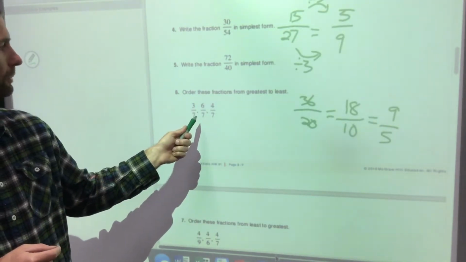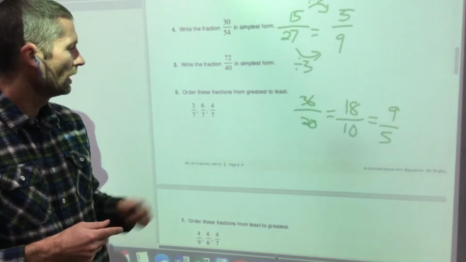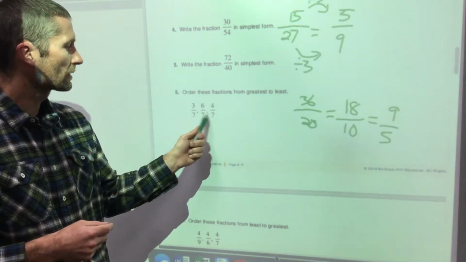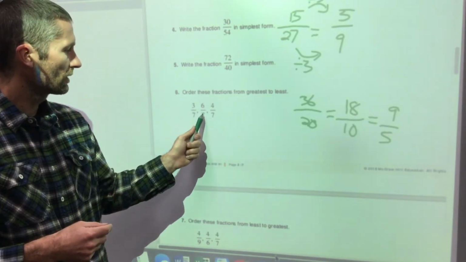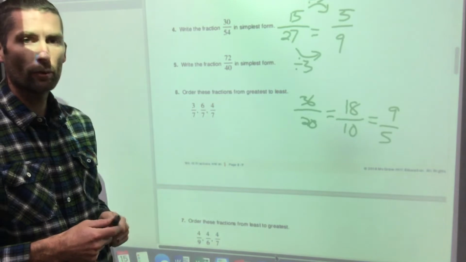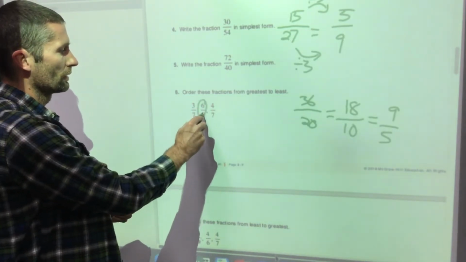Order these fractions from greatest to least. 3/7, 6/7, 4/7. I'm going to think of this in terms of shooting a basketball. I'm going to shoot it 7 times, 7 times, 7 times. This I made 3 out of 7. Here I made 6 out of 7. Here I made 4 out of 7. Which was the best? 6 out of 7. So that's my greatest.